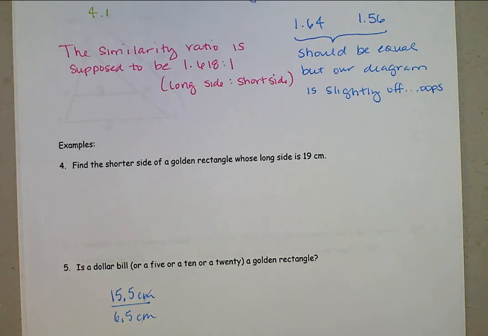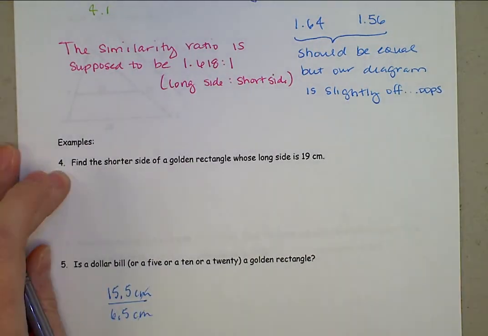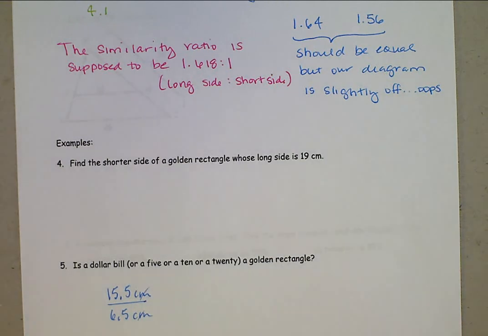Okay, so we're going to finish where we left off in class. We're going to start with example number 4 on page 3 of 8.2 notes. Example 4 says, find the shorter side of a golden rectangle whose long side is 19. So let's set up a proportion. We're going to do long side over short side.